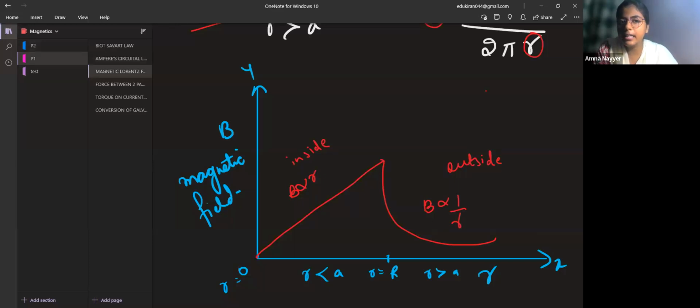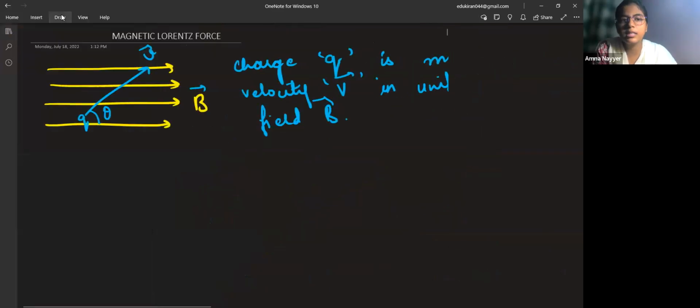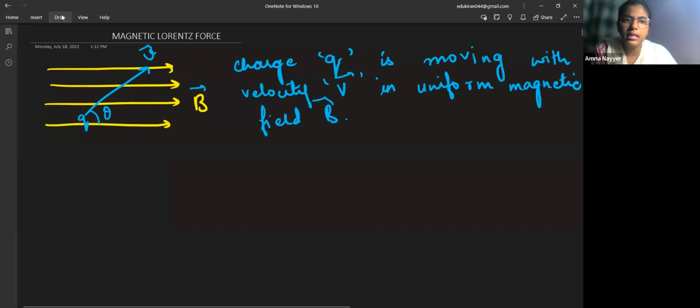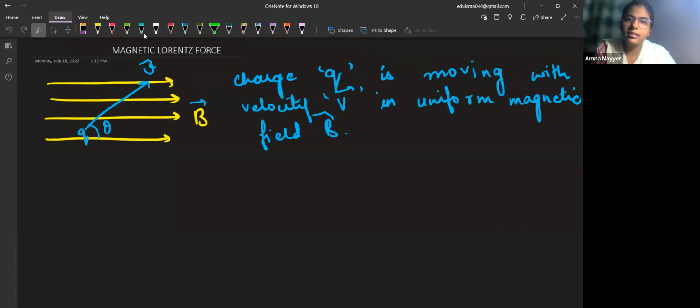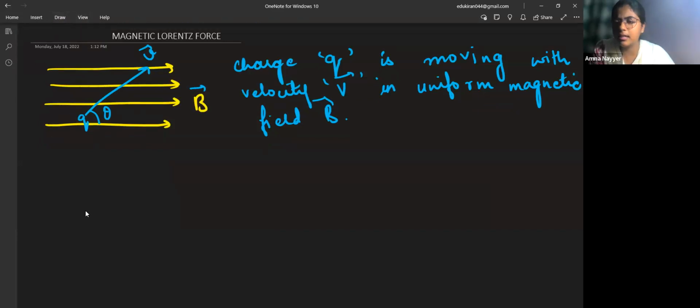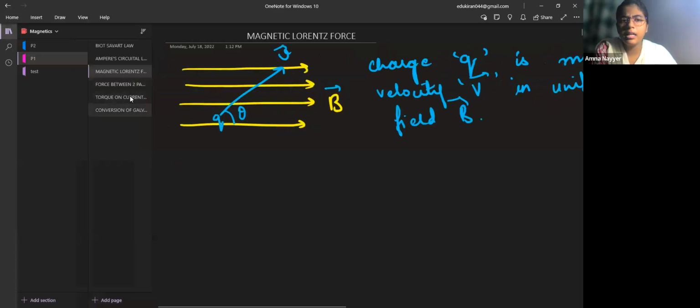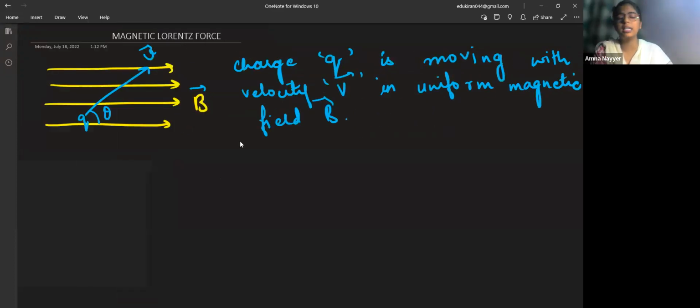This is a little lengthy part, magnetic Lorentz force. This won't be completed in one class today. Tomorrow also we have to study this. Most probably by tomorrow or in the next class it should be completed. After this, the torque part is also very small, and this conversion part is also very small. Force is also not very lengthy. This part is actually lengthy.